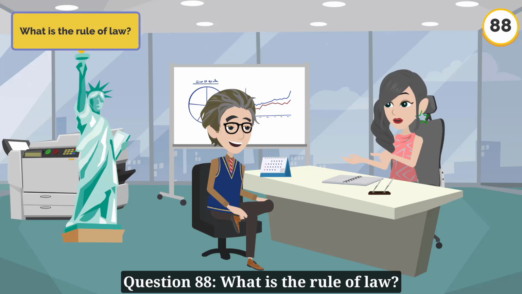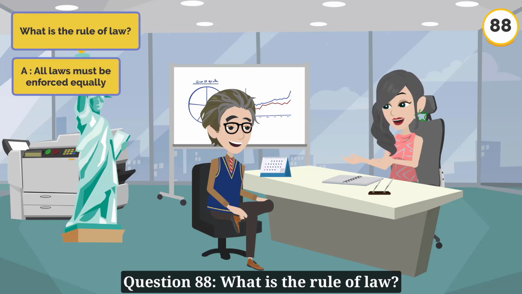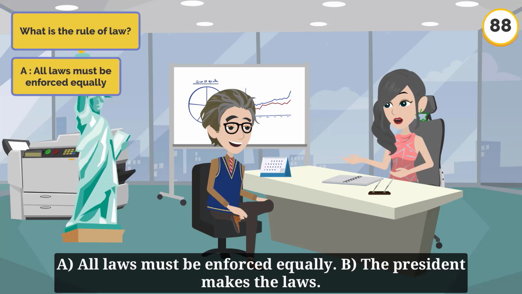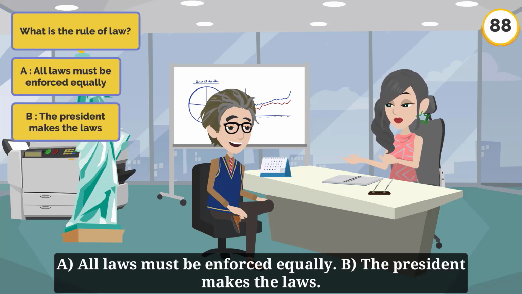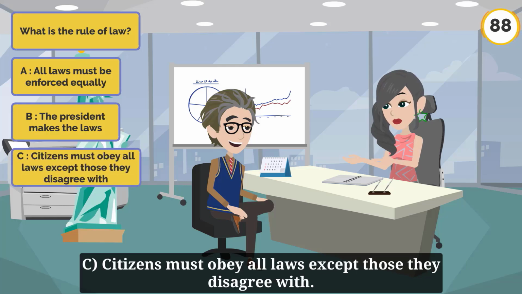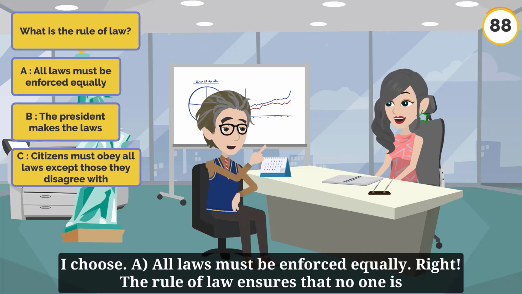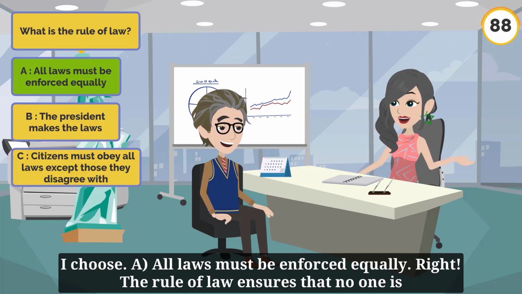Question 88. What is the rule of law? A. All laws must be enforced equally. B. The President makes the laws. C. Citizens must obey all laws except those they disagree with. I choose A. All laws must be enforced equally.